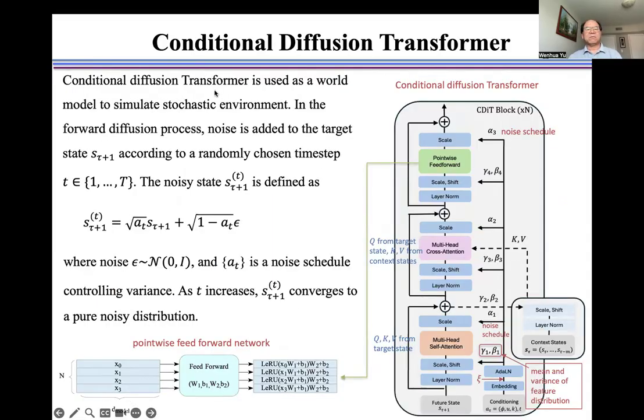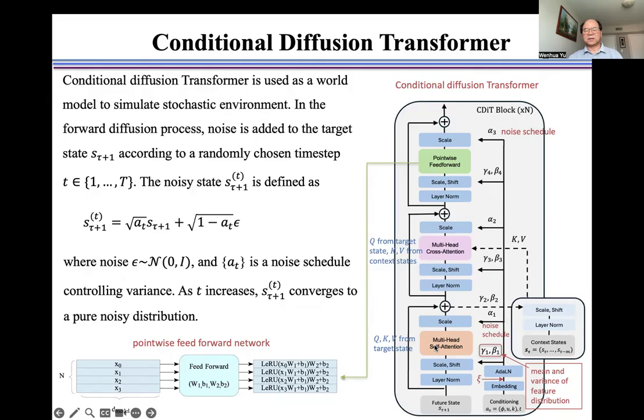Conditional diffusion transformer is used as a world model to simulate a stochastic environment as shown here as one block of the conditional diffusion transformer. This is the input, this is the condition action, and this is the context state s_tau. This block includes three components.